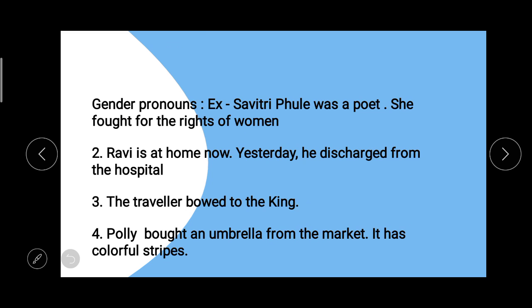Here, number 1, Savitri Phule was a poet. She fought for the rights of women. Number 2, Ravi is at home now. Yesterday he was discharged from the hospital. 3, the traveler bowed to the king. 4, Polly bought an umbrella from the market. It has colorful stripes. Okay, students.